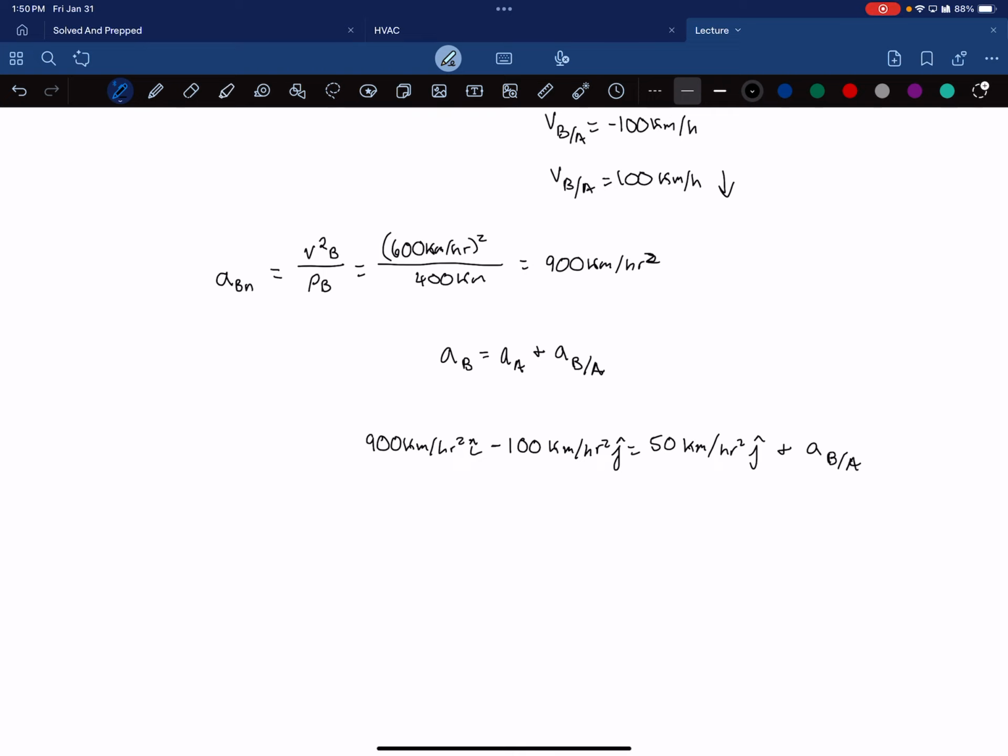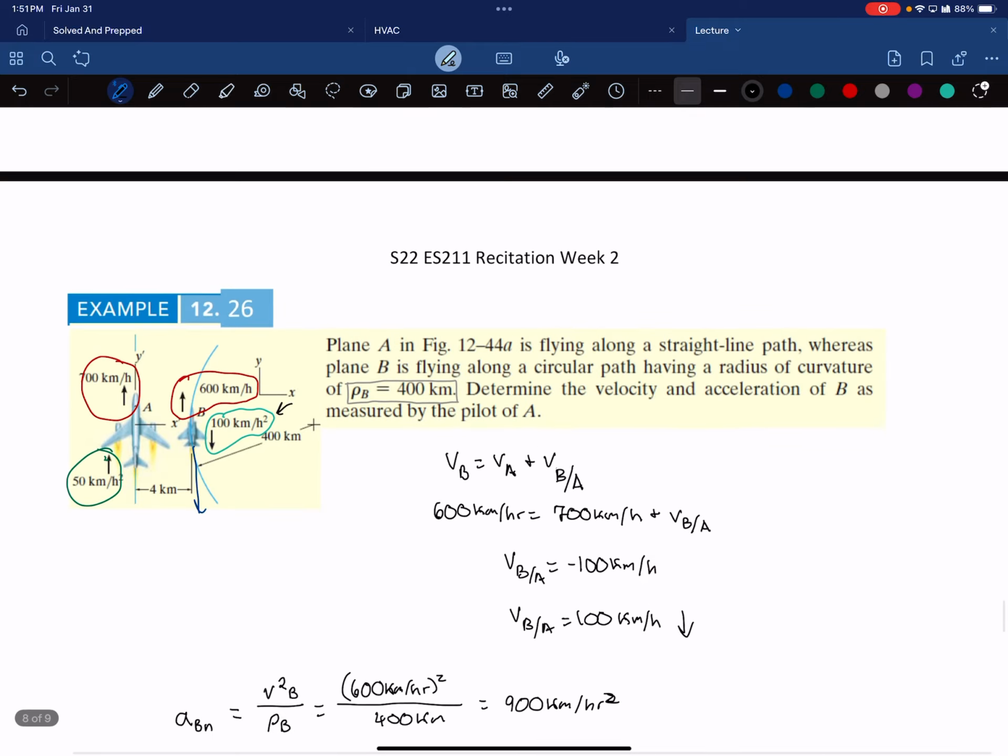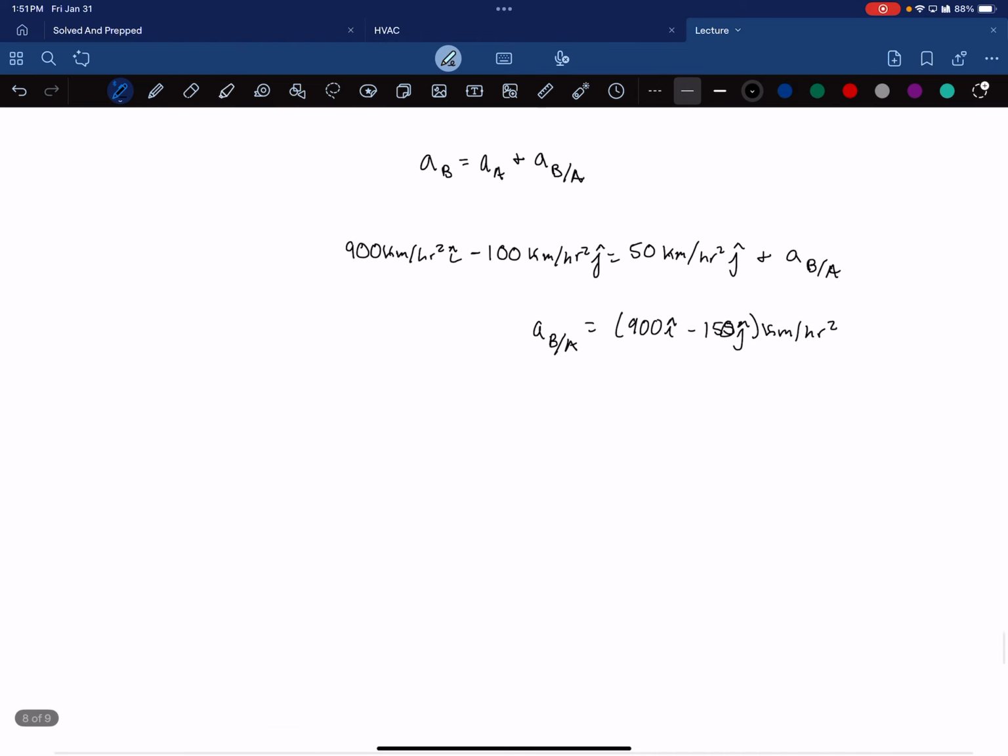So we add like components, add i's and add j's. And so then we're left with the acceleration of b with respect to a is 900 i hat minus 150 j hat kilometers per hour squared. We're just asked for the acceleration, and this is the full answer, but we can also represent it in magnitude and angle.